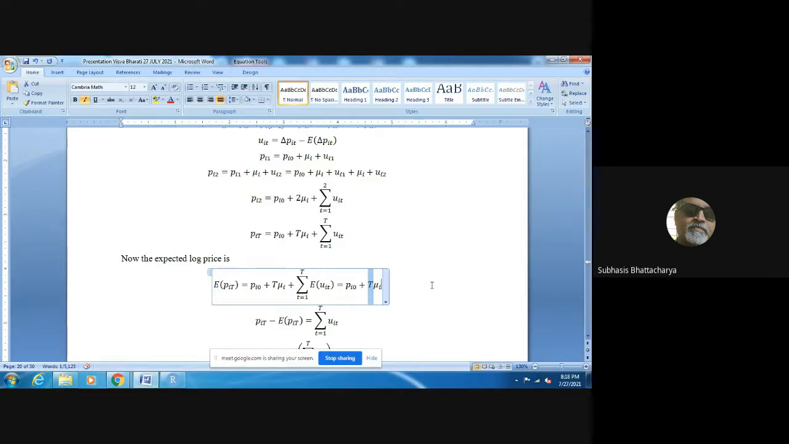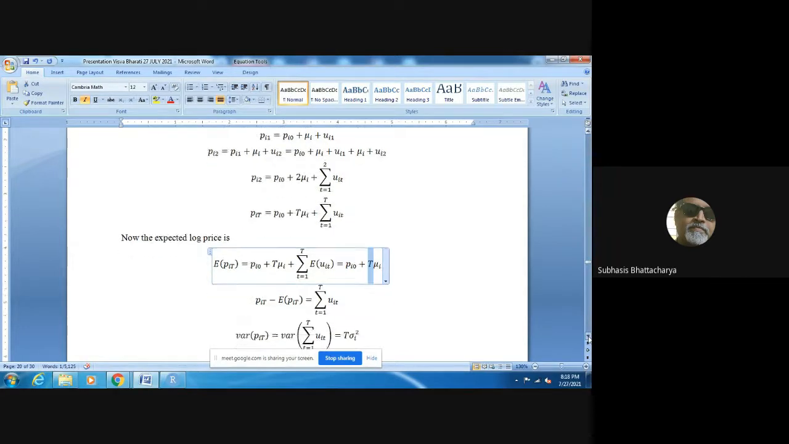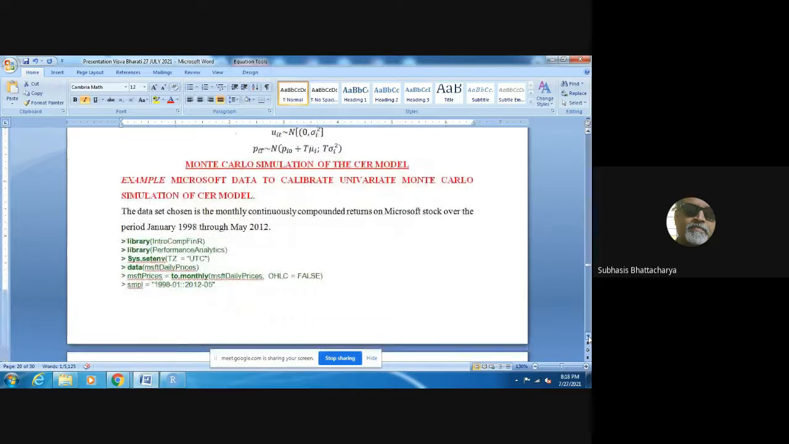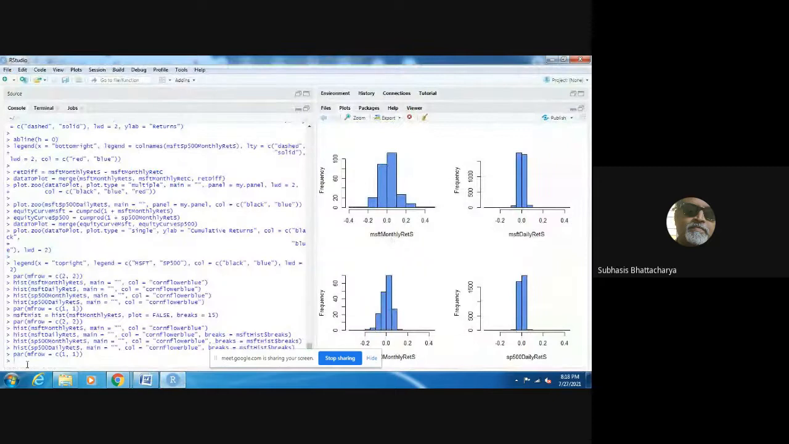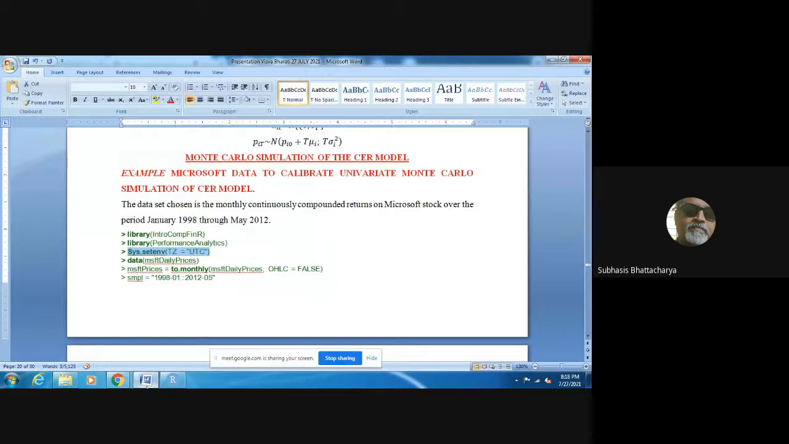Now the interesting part is a simple technique on the basis of simulated data, known as Monte Carlo simulation of the constant expected return model, and of the same data. Because the PerformanceAnalytics library is already there, we start from here, making the Microsoft daily prices.